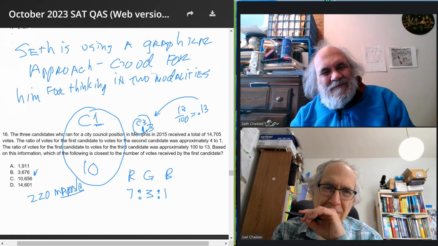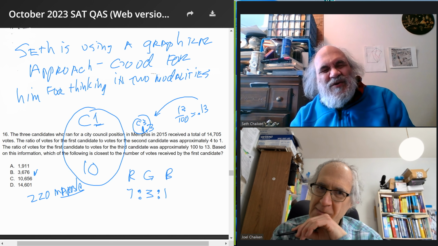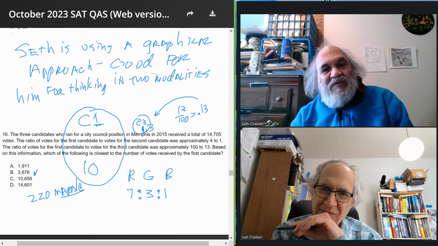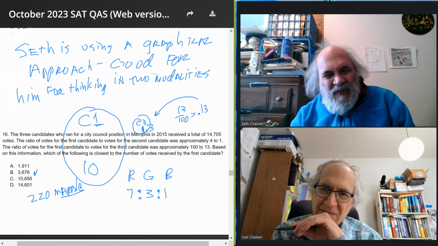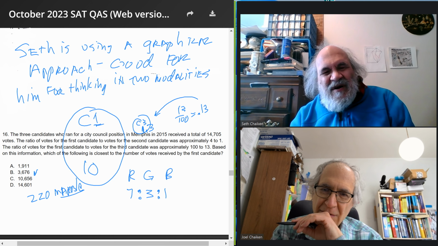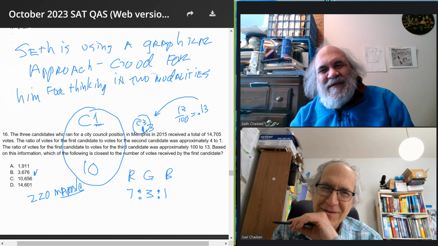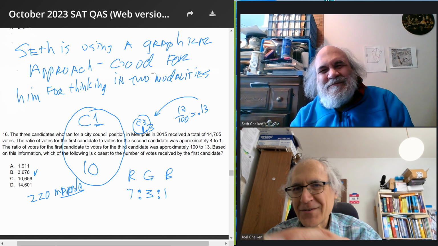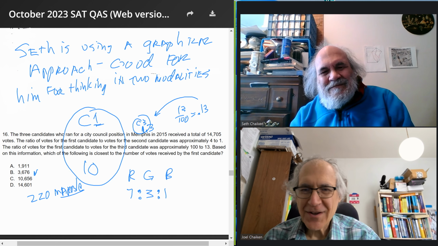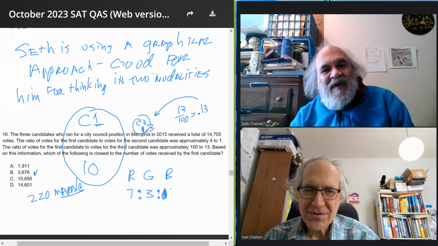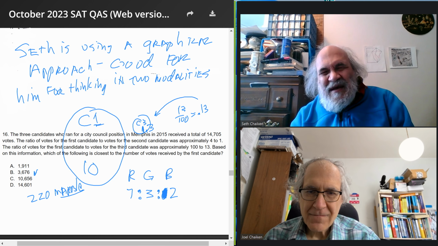Well, what I would do, let's make it a different problem. Let's change the number of blue marbles to 2. The ratio of red to green to blue would be 7 to 3 to 2. You'll see why. Okay, it's cheating, but fine. Let's make it that way, making the problem a little bit more complicated.